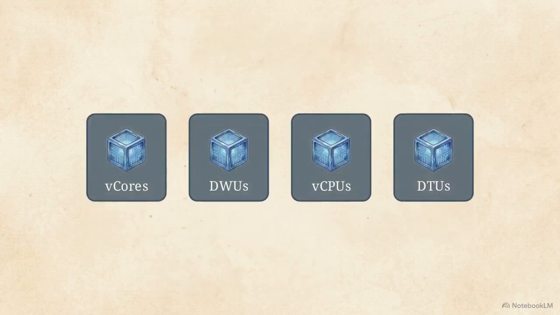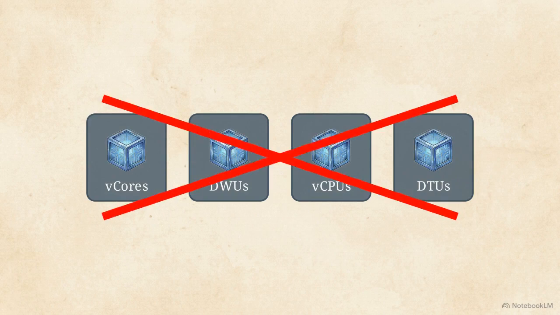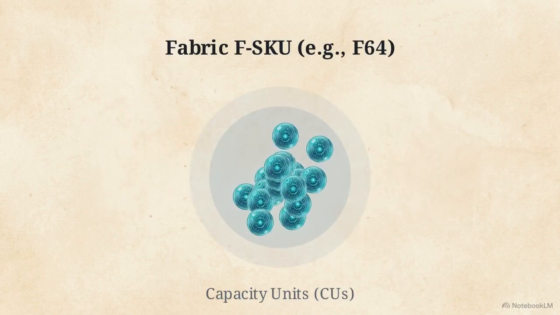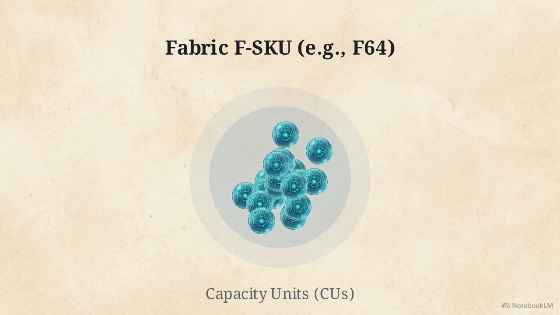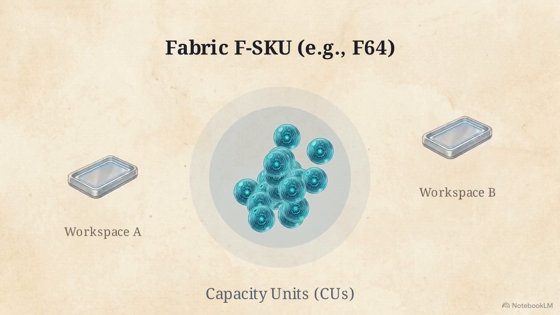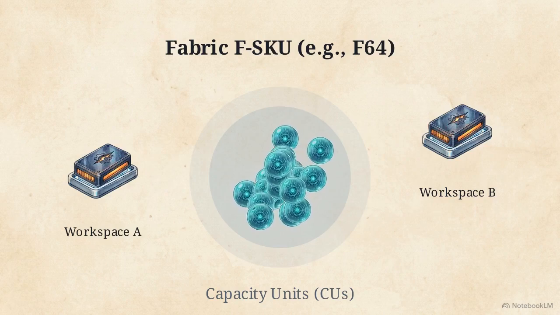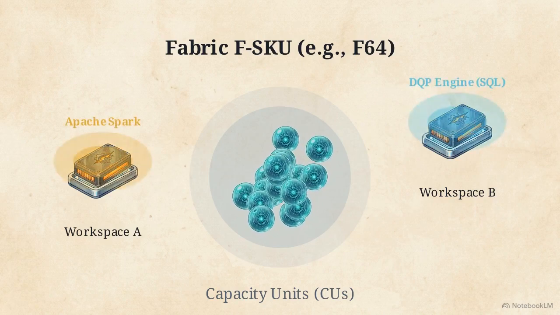This structure replaces the traditional Azure model of provisioning specific data warehouse units, or vCores, for isolated services. Instead, organizations purchase a specific F SKU, which grants a fixed pool of capacity units, or CUs. These CUs act as a shared, liquid compute pool. The internal scheduler dynamically allocates this compute across different workspaces and workloads on demand, whether that power is needed for a Spark job or a SQL query.